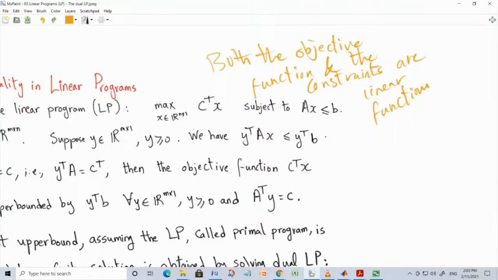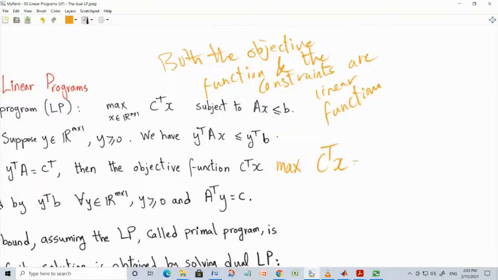So our standard linear program will be like this: maximize C transpose X. What is C transpose X? It's a linear function: C1x1 plus C2x2 up to Cnxn. The C's are given constants and they live inside vector C, and the X's are our optimization variables. We have n of them. So we maximize C transpose X. However, we have constraints, so subject to AX less than or equal to B, where B is a given vector.